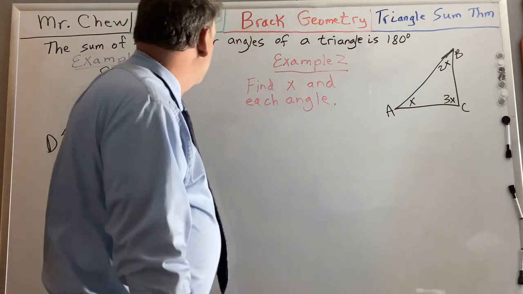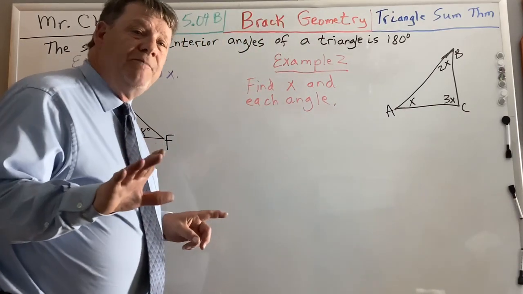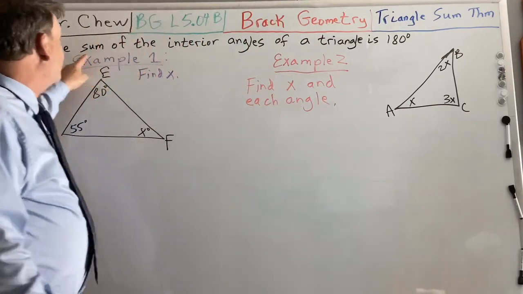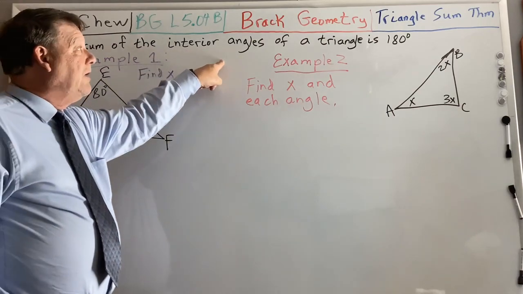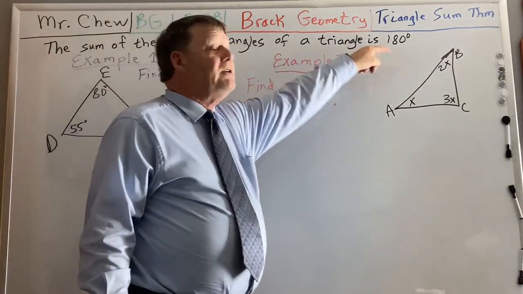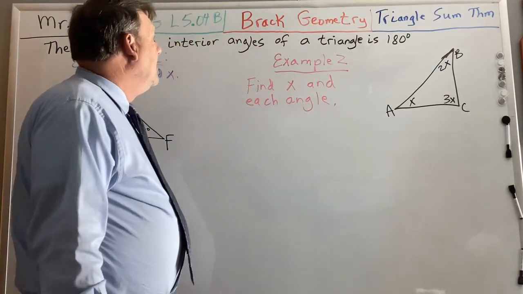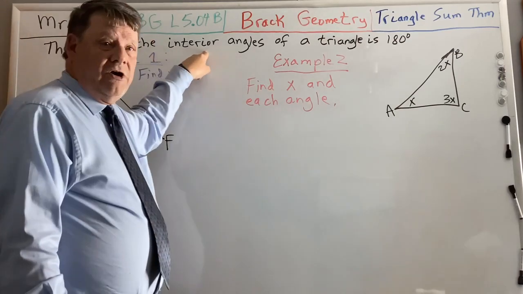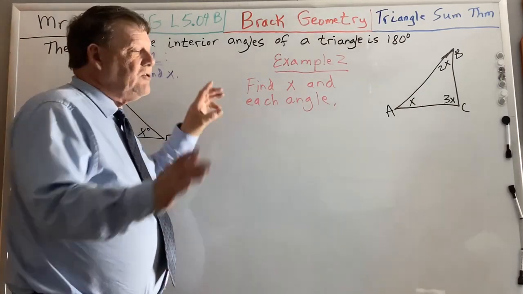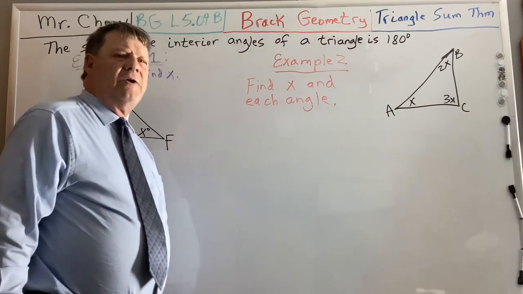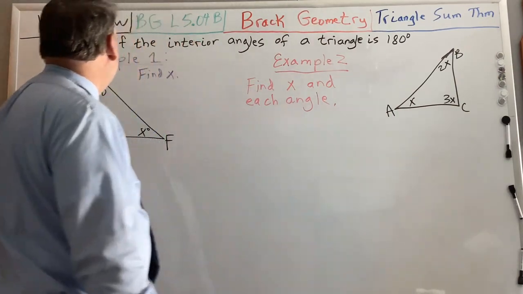So the triangle sum theorem says that the sum of the interior angles of a triangle is 180 degrees. Now you notice it says interior angles. The exterior angles are a whole other issue that we'll do in another video.